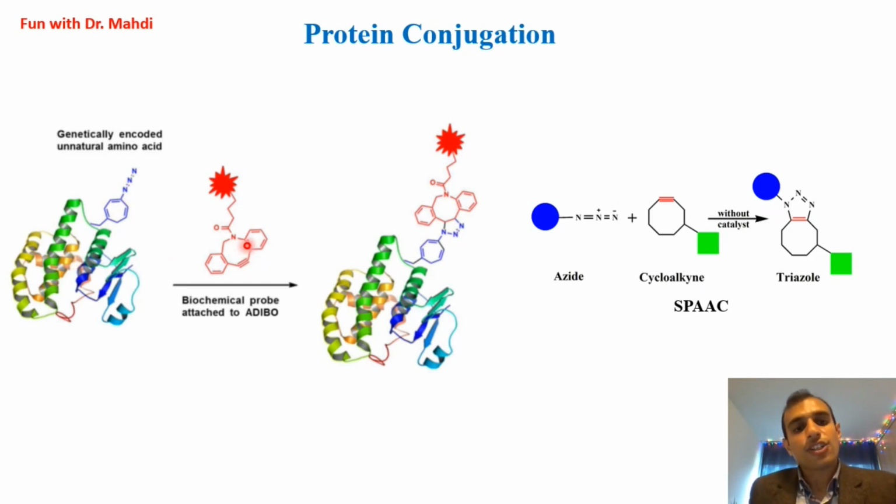And also in the structure of the second biomolecule that we would like to have attached to the protein, we need to have cycloalkyne. And after click reaction between cycloalkyne and also azide in the structure of protein, we can have a protein conjugation, something like this.